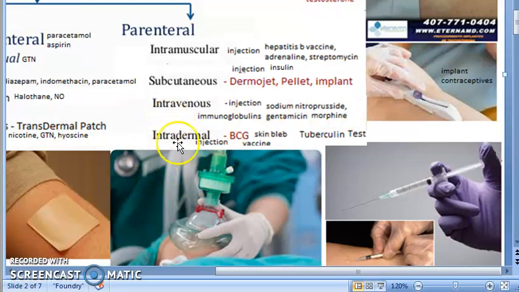Okay. Then coming to last, intradermal. Intradermal also will be injection, like you saw, 10 to 15 degrees just into the epidermis. BCG vaccine, tuberculin test, lepromin test, etc.